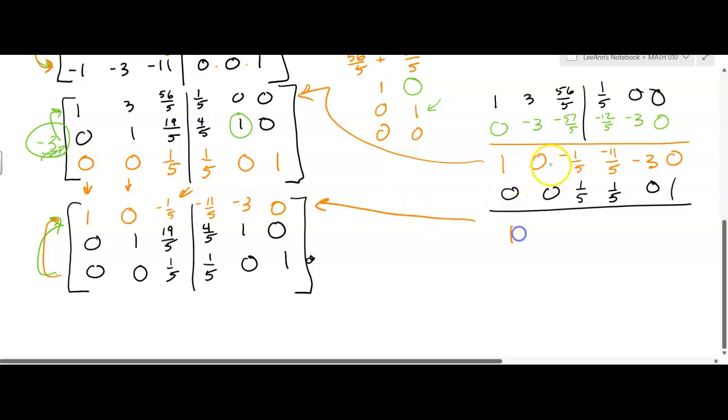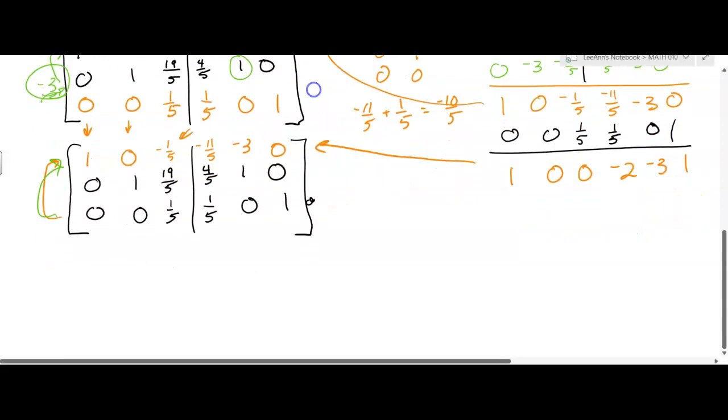1 and 0, 1, 0 and 0, 0. Negative 1/5 and 1/5, 0. Now, negative 11/5 and 1/5. Negative 11/5 plus 1/5. That's negative 10/5, which is negative 2. Negative 3 and 0, and 0 and 1. Okay, so we're getting there.